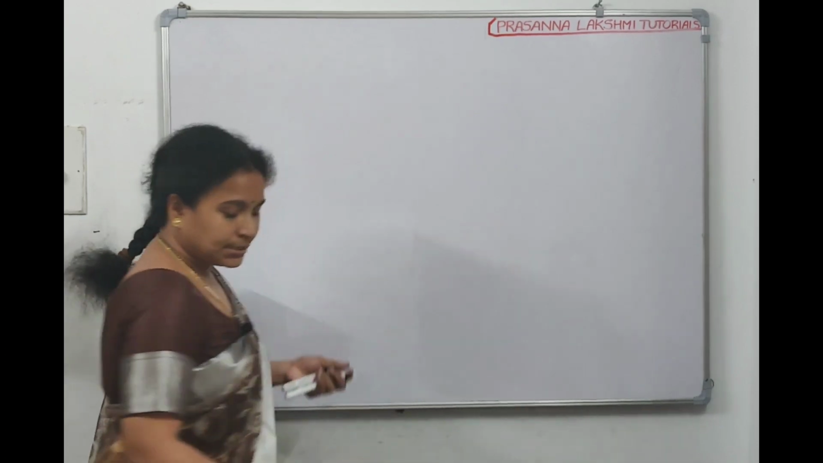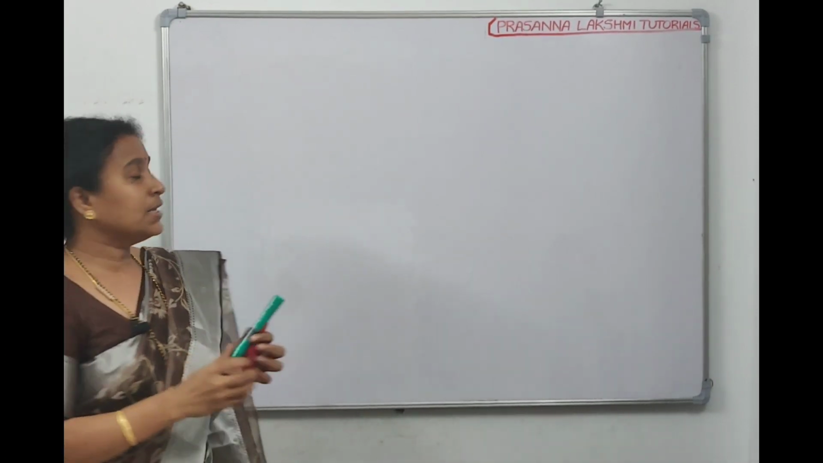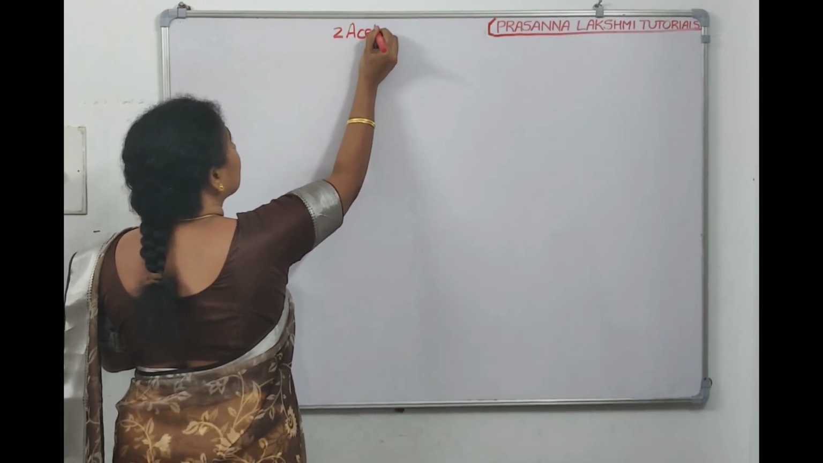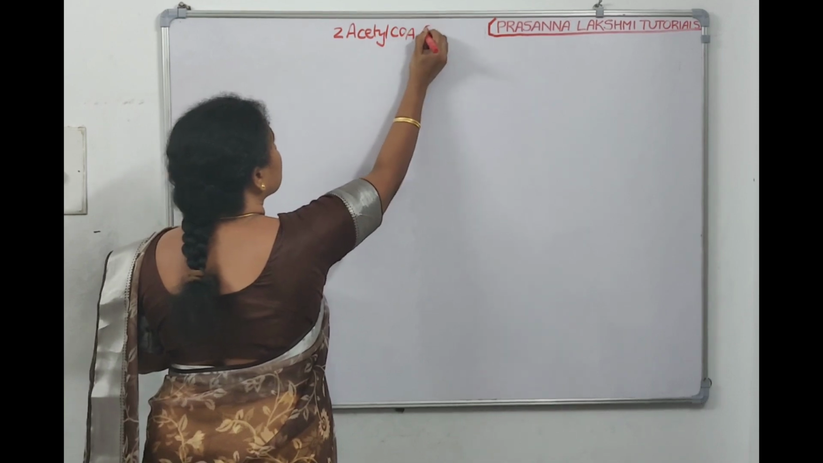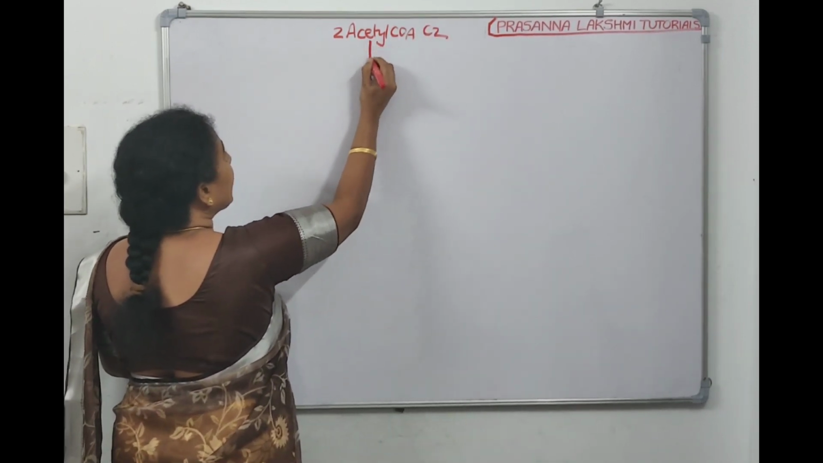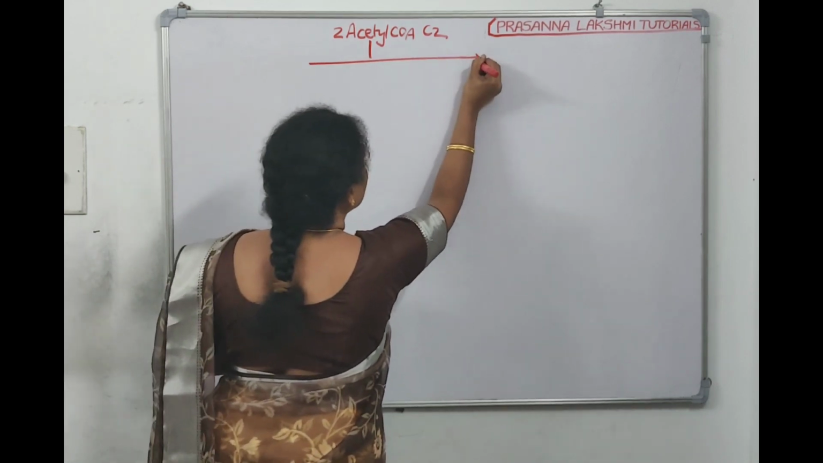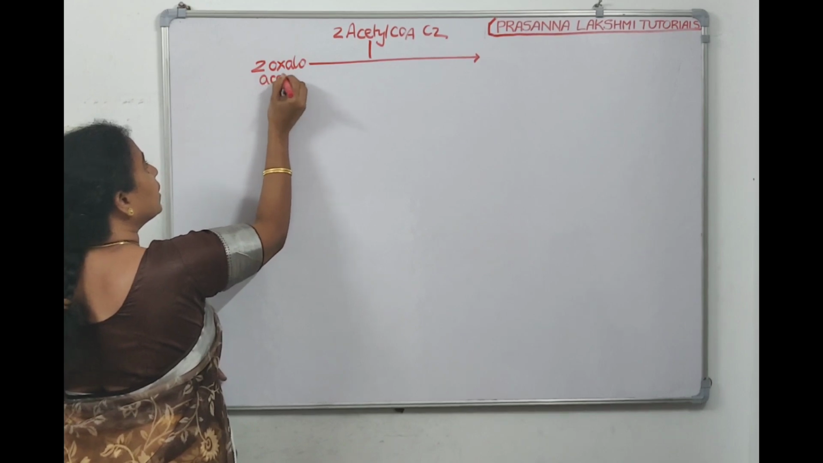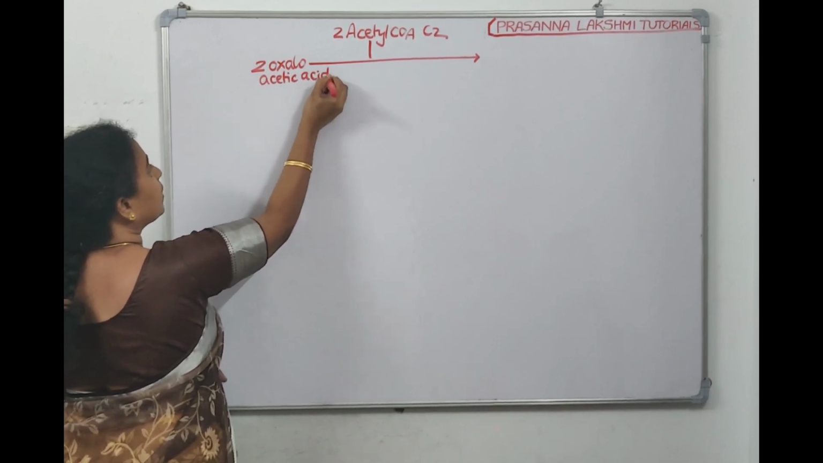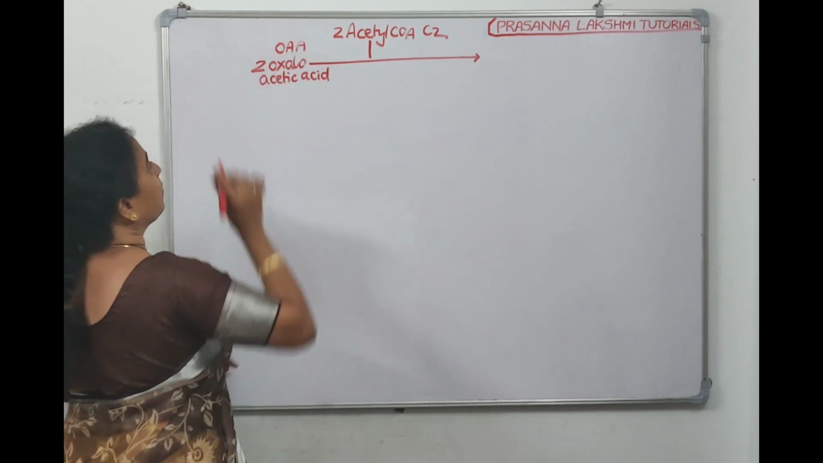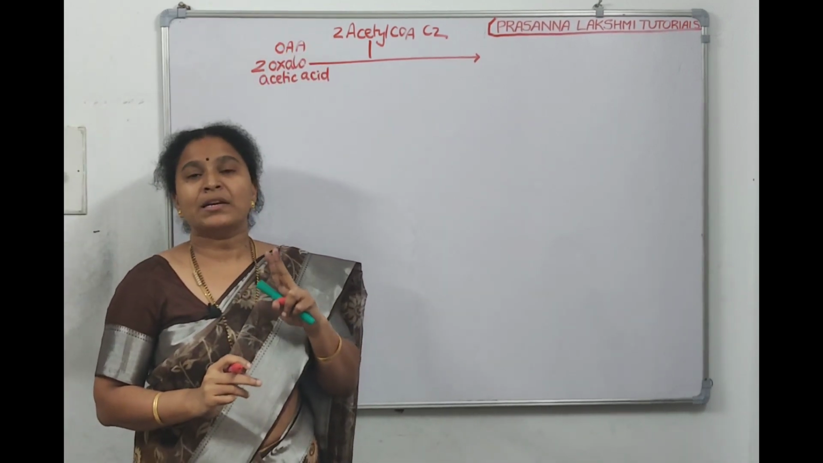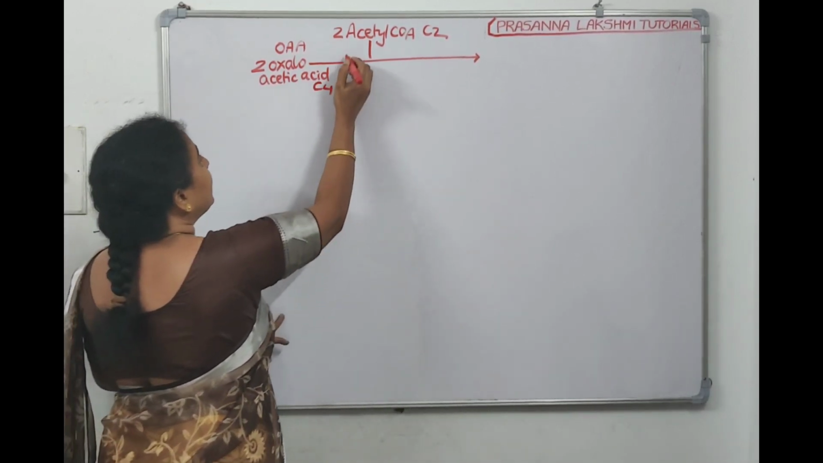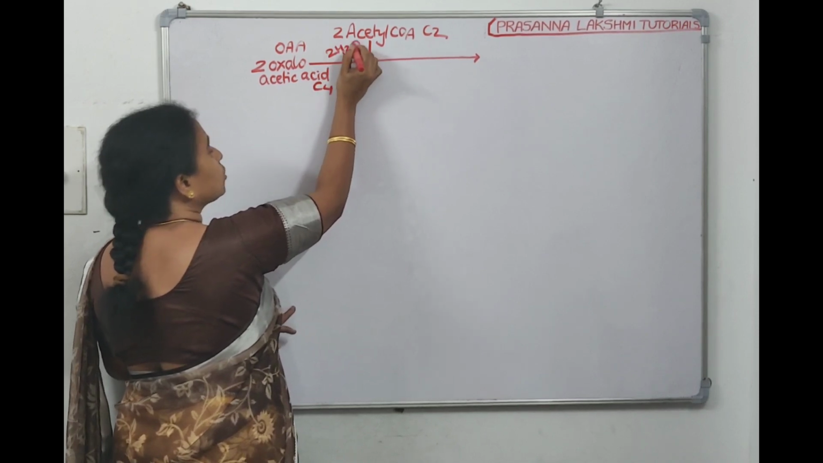Now we are going to start the TCA cycle. We are going to start the TCA cycle with 2 molecules of acetyl-CoA. It is a 2-carbon compound. This acetyl-CoA combines with 2 molecules of oxaloacetic acid, which is called OAA. So a 2-carbon compound combines with a 4-carbon acid. The 4-carbon acid is oxaloacetic acid. Now it takes 2 water molecules also.